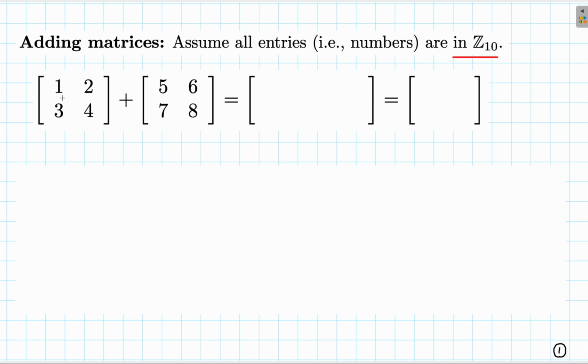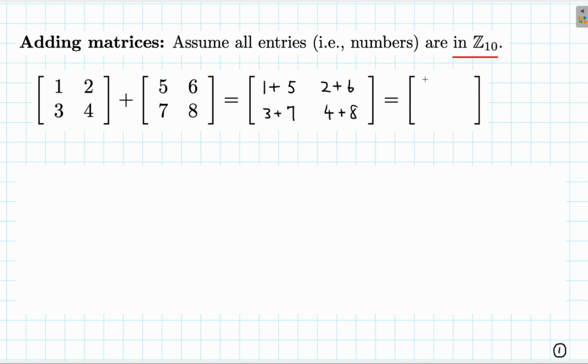So for instance, to add these 2 matrices, we go top left, 1 plus 5. Those go in top left, add them together. Top row, second column, so 2 and 6. Add those together, the top right entries. Bottom left, 3 plus 7. And bottom right, 4 plus 8. So let's add them together to get the final sum.